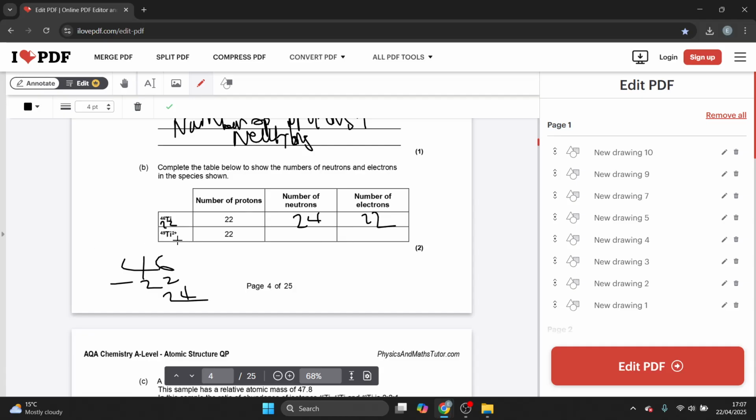In this case, I've got a 2 plus charge. Again, it's still 22 protons. So the number of neutrons is 27. The number of electrons, though, is going to be 22. Or is it? Because of that 2 plus charge, I'm going to minus 2. Therefore, I get 20.